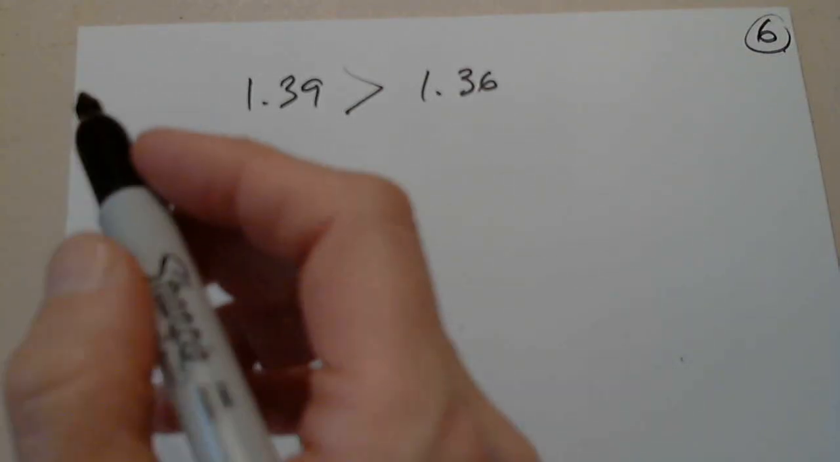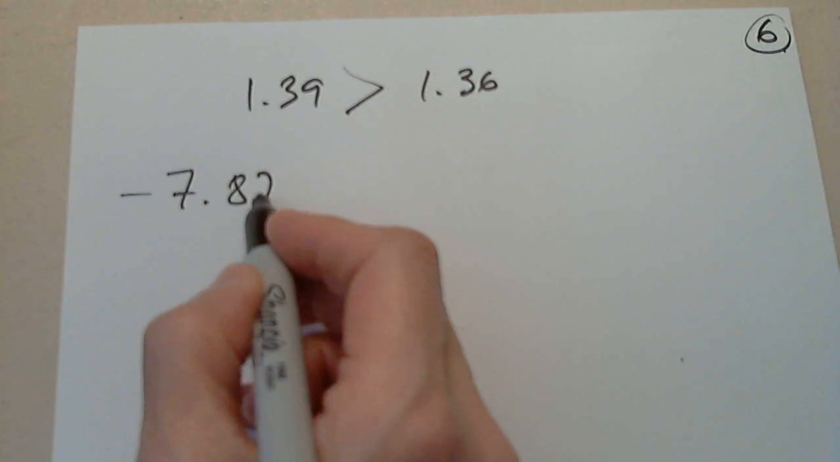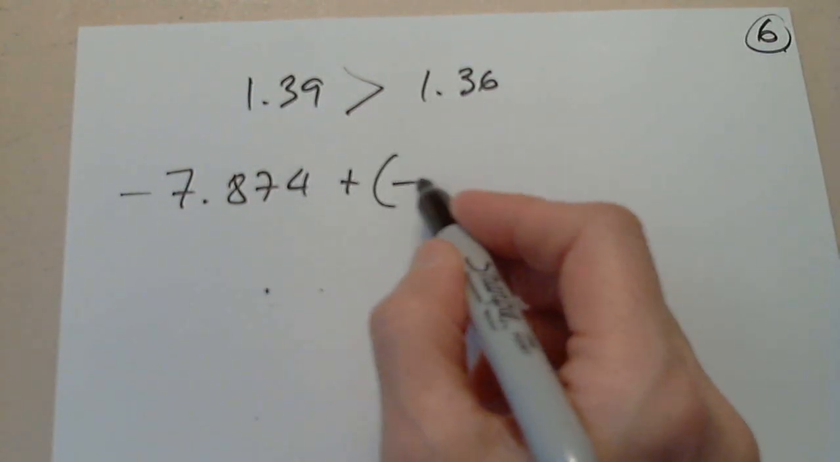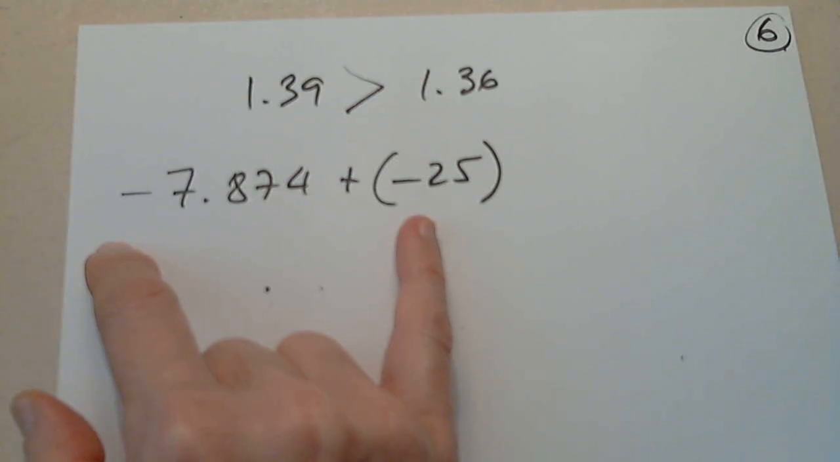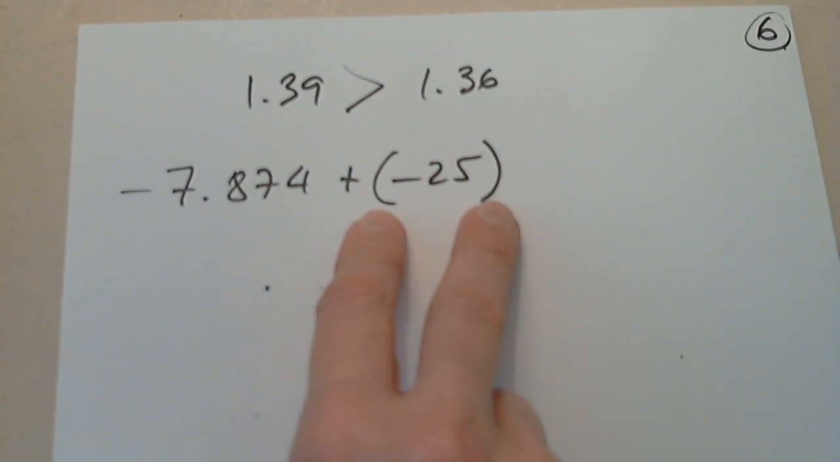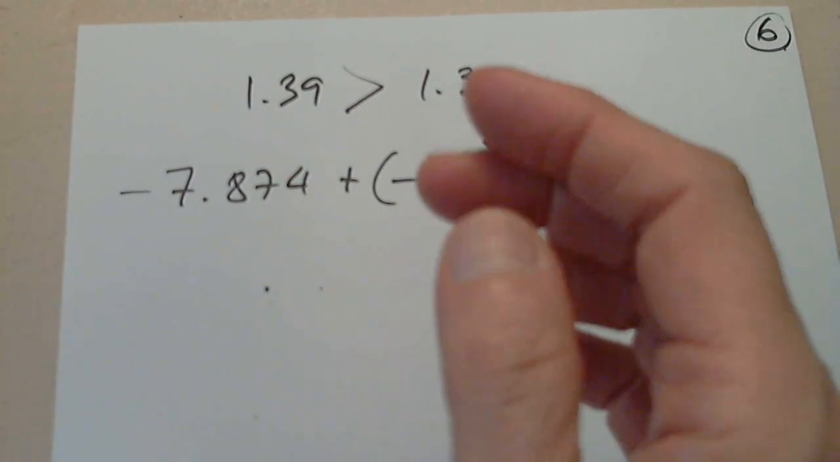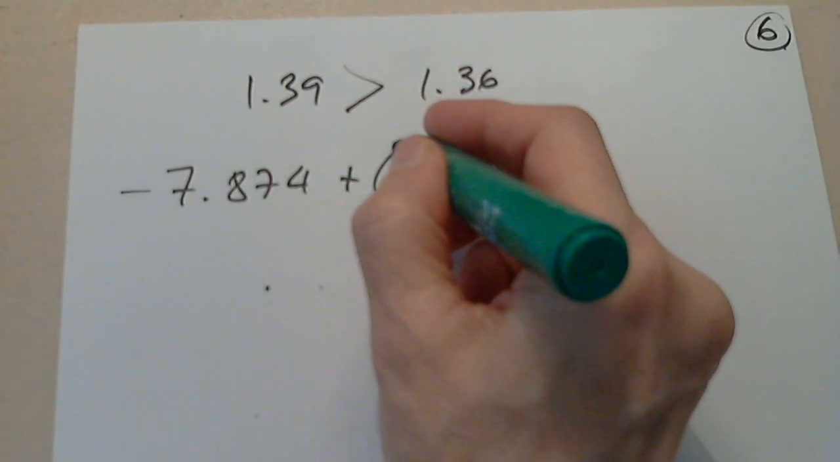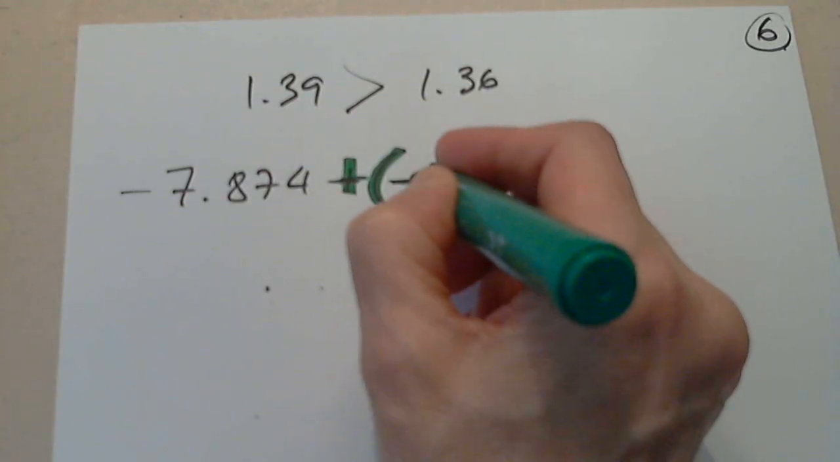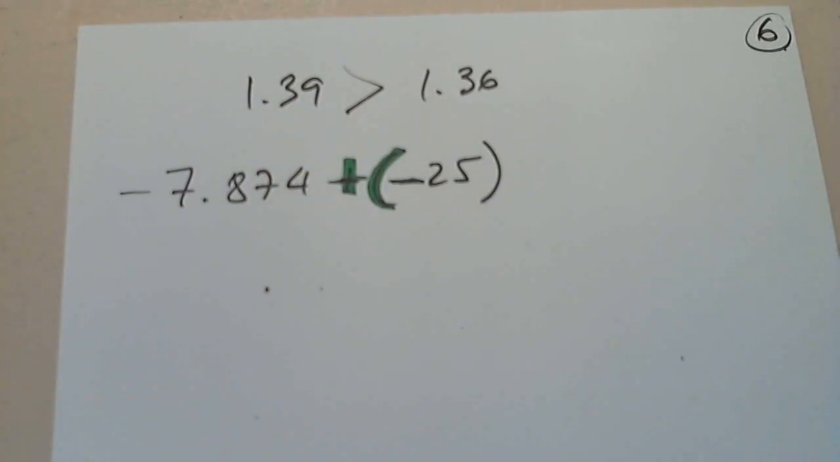Okay, let's look at -7.874 plus -25. Yes, I will allow you to use calculators. I'm okay with that, but we still have to understand how this works. First of all, they are both negative. Remember, this is a grouping symbol, but it does not have operations inside. It's used to separate two operation symbols, the positive from the negative. They cannot sit one next to the other.